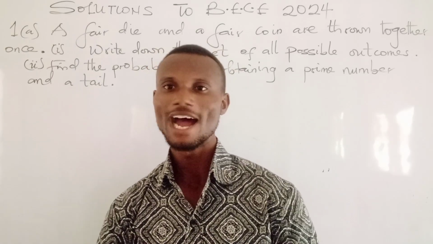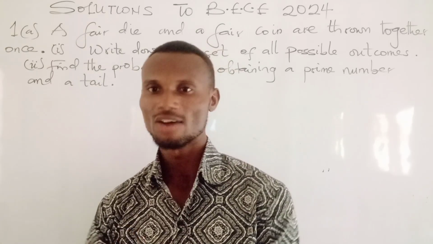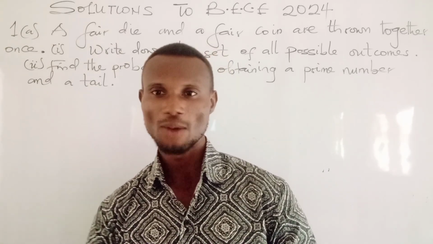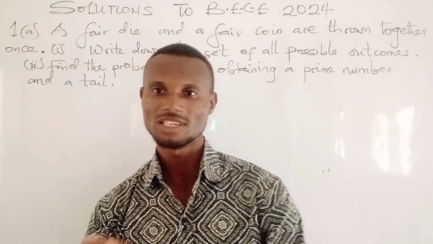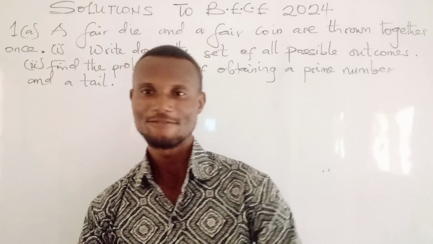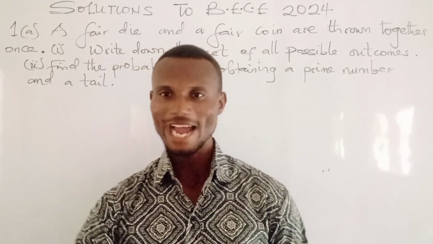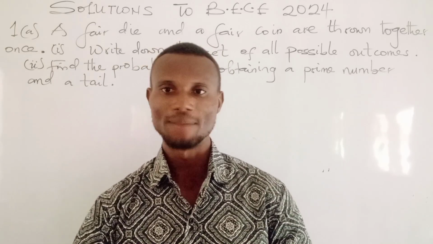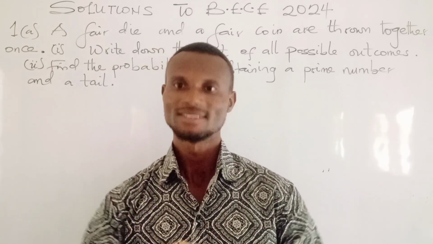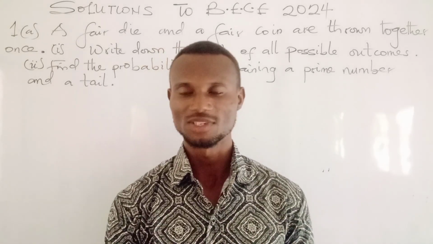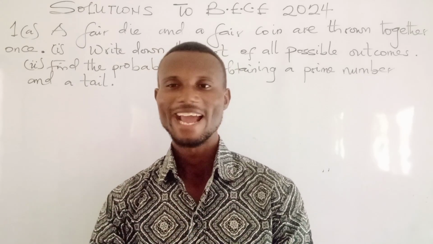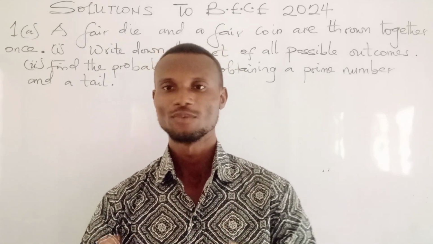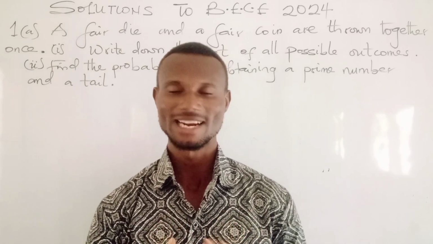So it means that for us to get the possible outcomes of throwing a fair coin and a fair die together once, we pick the outcomes of throwing a fair die once and the outcome of tossing a fair coin once. When we pair them, it's going to give us the total outcomes of throwing a fair die and a fair coin together once. I hope you understand up to this point.